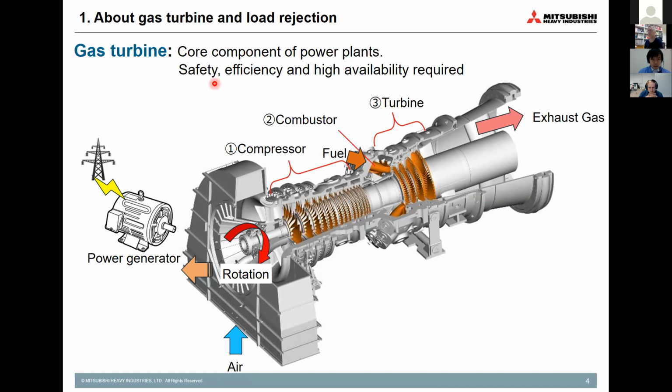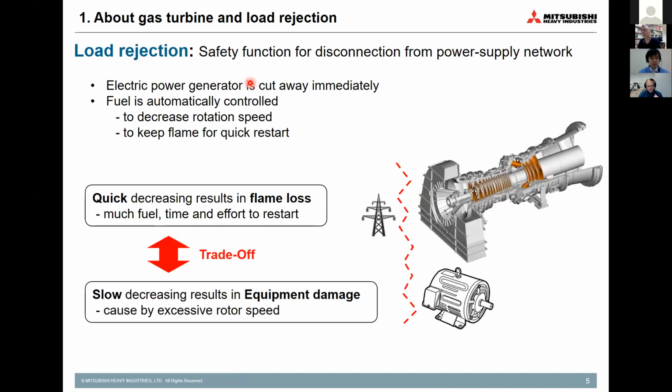For an industrial gas turbine, safety, efficiency, and high availability are essentially required for stable service. To meet these requirements, there is a safety function called load rejection. When load rejection is needed, the operator cuts the power generator away immediately from the power supply network. Then the fuel is automatically controlled to decrease the rotation speed and at the same time to keep the flame for quick restart.